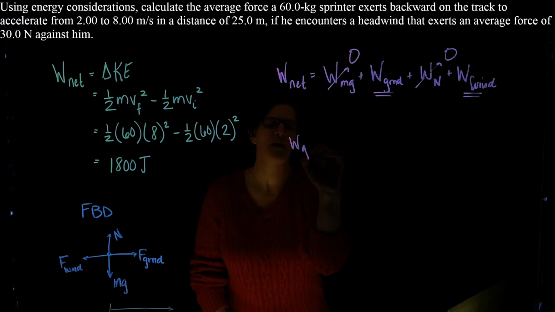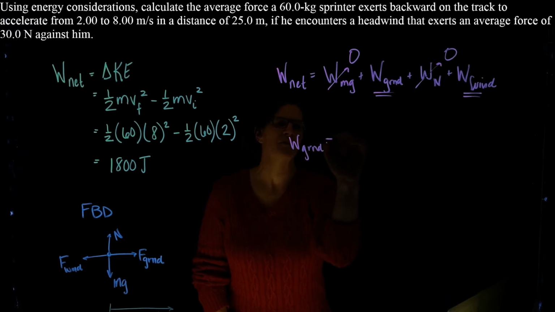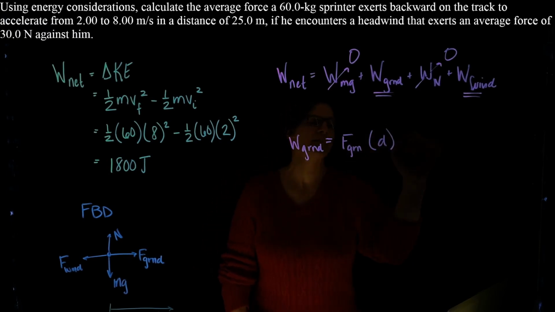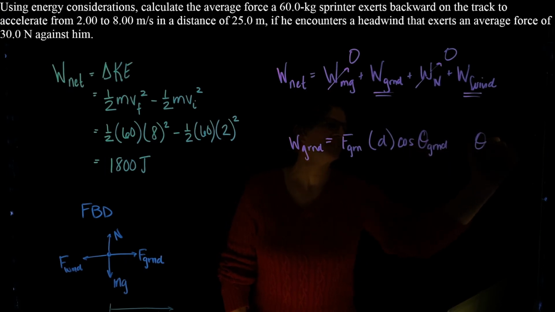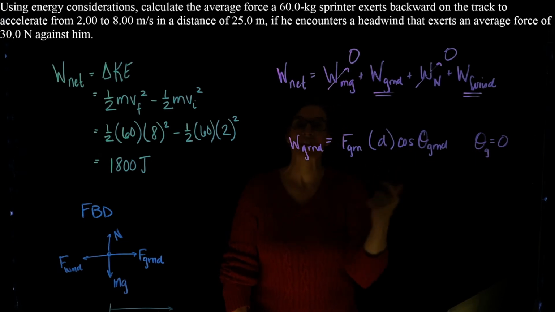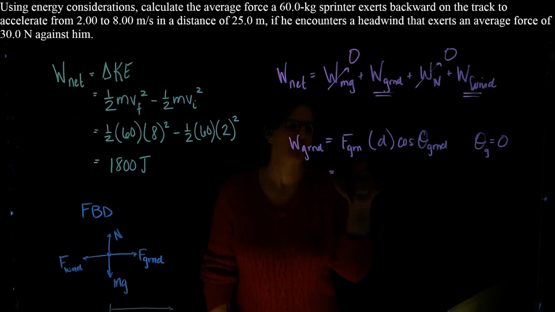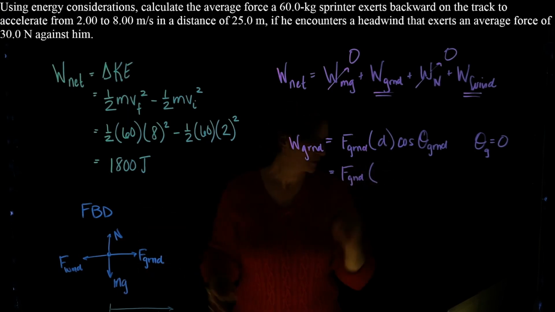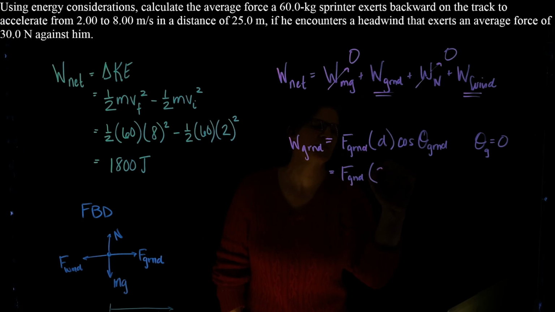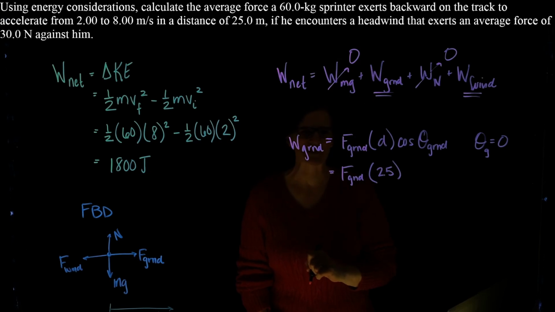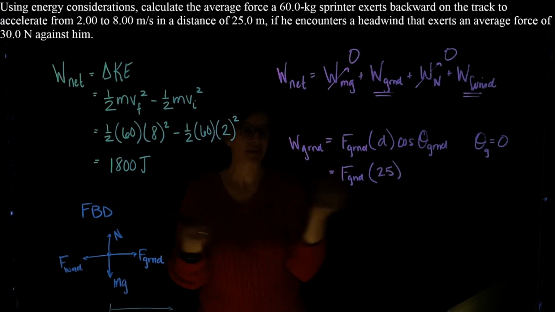The work done by the ground. Well, that's equal to the force of the ground times the distance that the sprinter traveled times the cosine of the angle, which we know is equal to 0 in the same direction as the displacement. So if we simplify that, we find that we have the force of the ground times, we're told that they travel 25 meters in that straight sprint, times the cosine of 0, which is just 1. All right, that's as far as we can go.